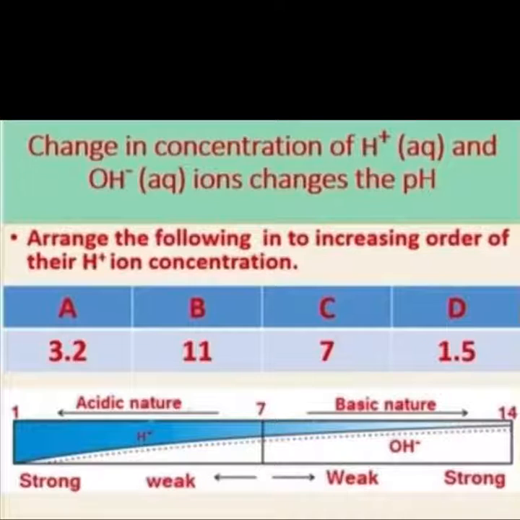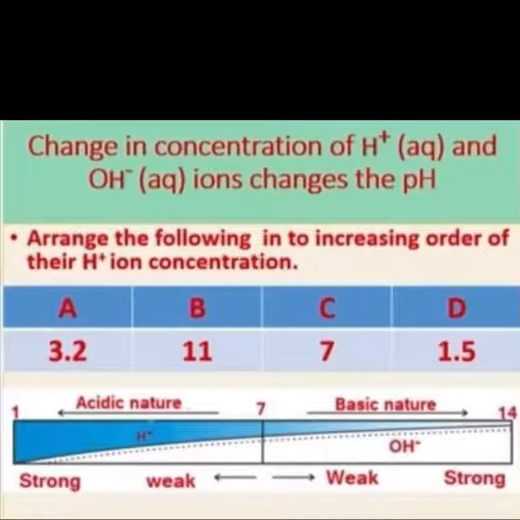Before that, you should know what is a pH scale, right? Yes. If you are thorough with that pH scale, then only you can arrange these values in the increasing order of their hydrogen ion concentration. Here is the pH scale, children. You can see for the right side, the value of pH increases, right? Yes, the value of pH increases. So we can say that the basic character increases. For the left side, you can see the value of pH decreases. So we can say that acidic character increases.